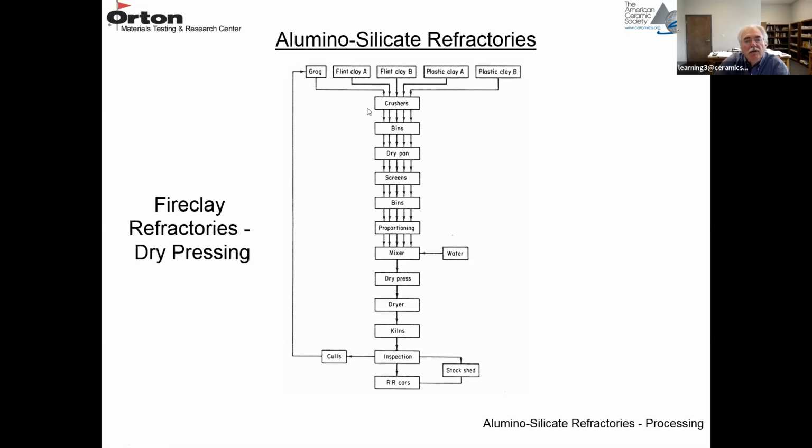And then you have your raw clays, different kinds of flint clays and plastic clays, and they go through a series of crushing and screening operations to give you a series of bins with different sizes. You proportion those sizes so that you have the right particle packing for maximum density. At some point, it goes through a mixer where water is added, then a dry press operation. Drying removes the physically held water. It's fired in a furnace and then inspected, and the rejects are just recycled as the fired component.